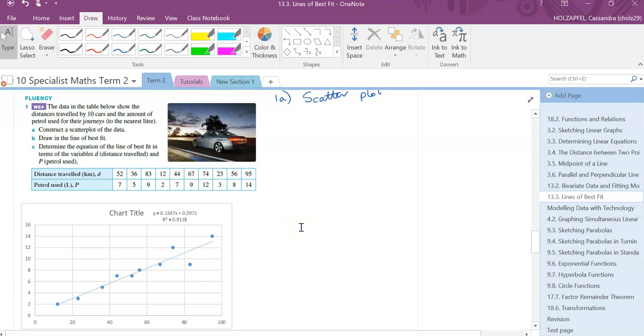And then you can now determine the equation of the line of best fit in terms of those variables by just picking a couple of points on the line and using that method that we've used previously to determine linear equations. So that was a lot of information all at once.